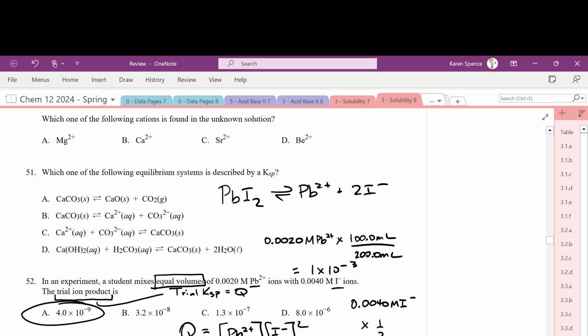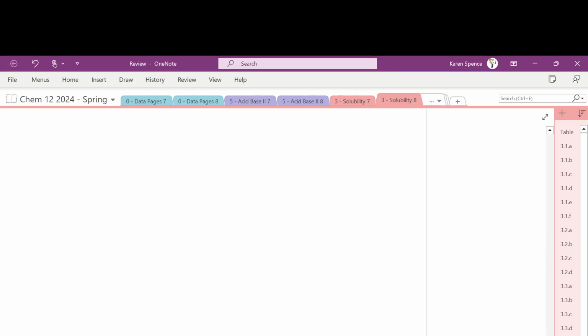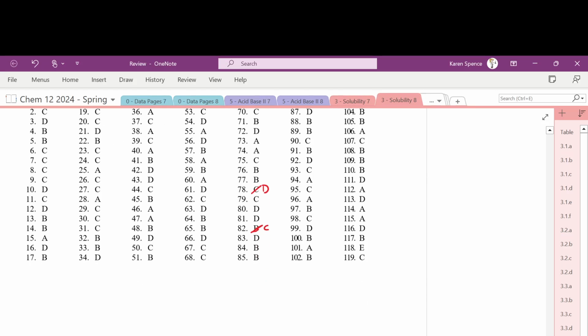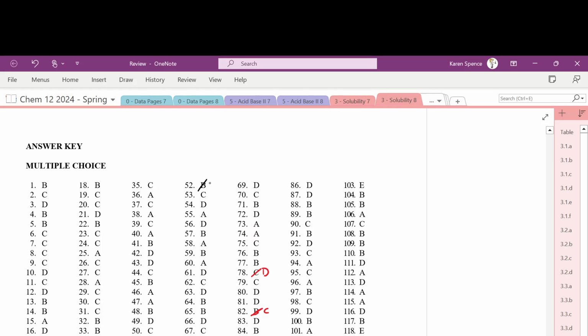Is the answer key wrong? That could be. Let's take a look. 52 should be A. Yes. Okay. So let's go change that. 52 should be A. There we go. Anything else? Yes. 81. Okay.